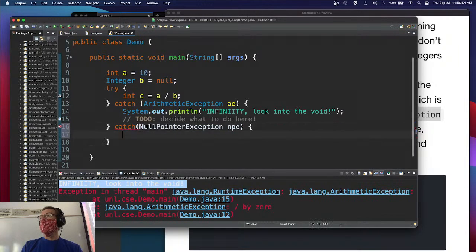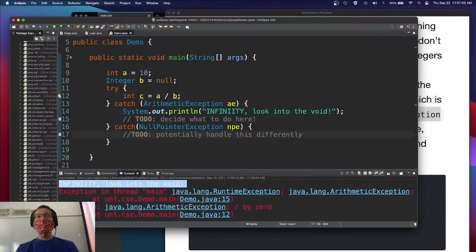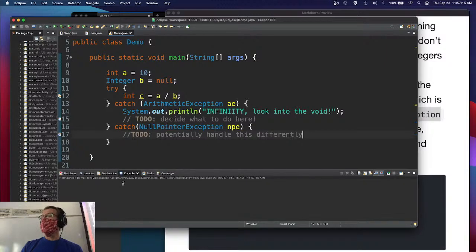NPE, say. Right? And then you could potentially handle this differently. On the one hand, if it's an arithmetic exception, you could choose one way of handling it, and if it's a null pointer exception, you could choose a different way of handling it. And in this case, did I choose to handle it? I didn't write any code, did I?